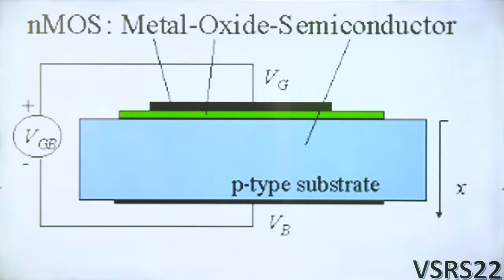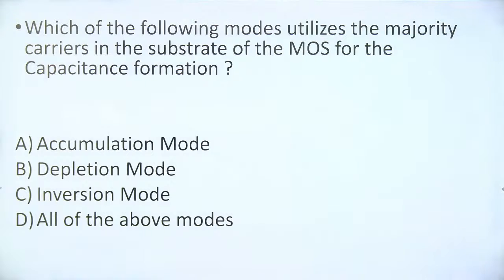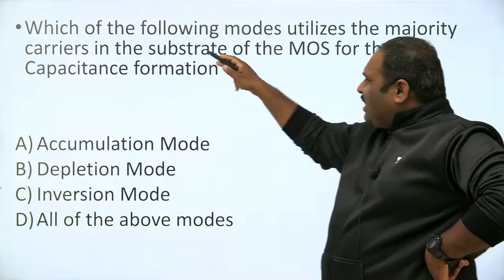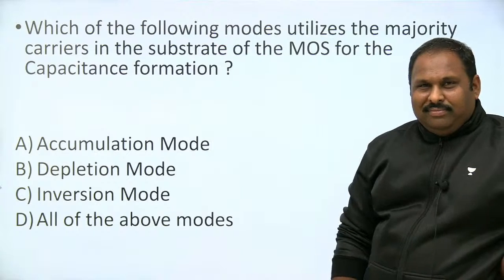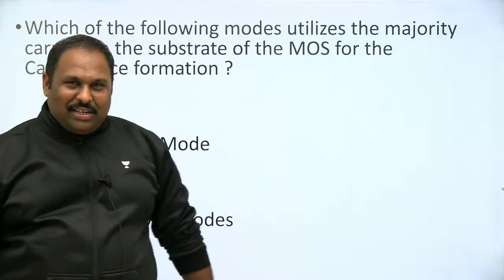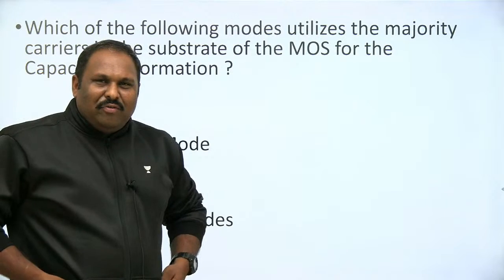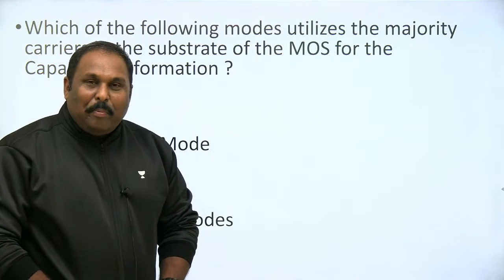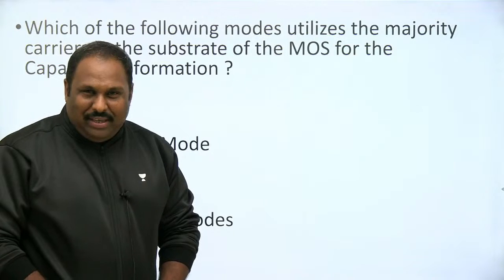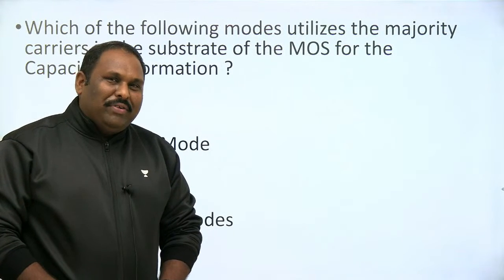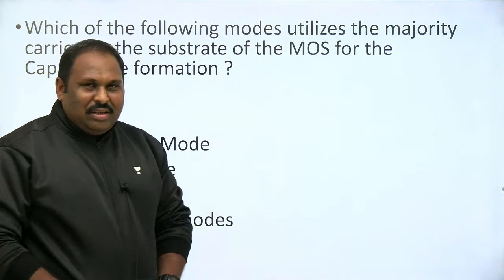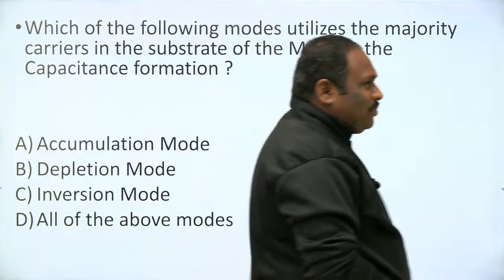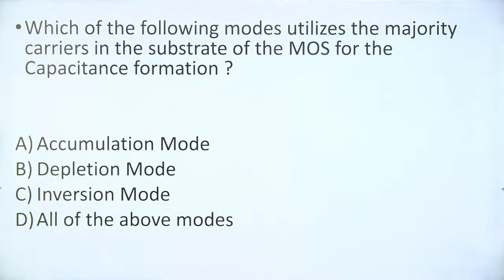So now look at the first question. Which of the following modes utilize the majority carriers in the substrate for the MOS capacitance formation? सबसे basic question. I think most of you should answer it. Which modes will have the majority carriers participating in the capacitance formation of the charge Q by V? क्योंकि capacitance C equal to Q by V में Q किससे आती है? Right? That's what the question is. Majority carriers किस mode में participate करते हैं? So I'm waiting for your answers, all of you students.